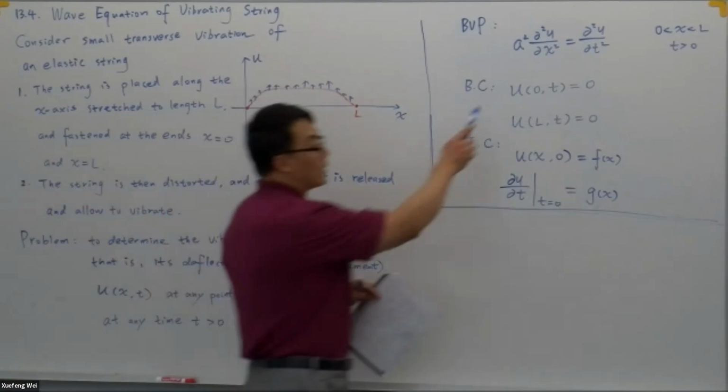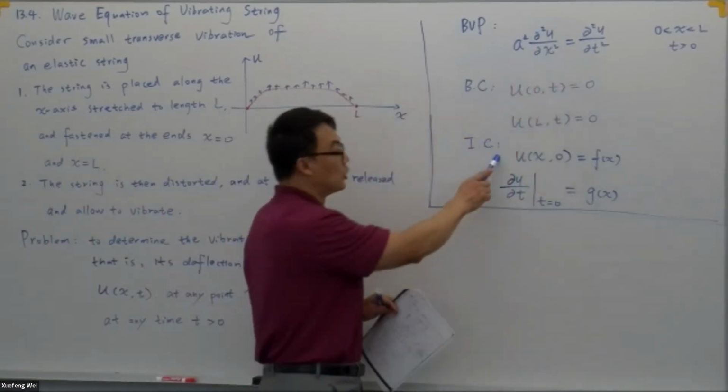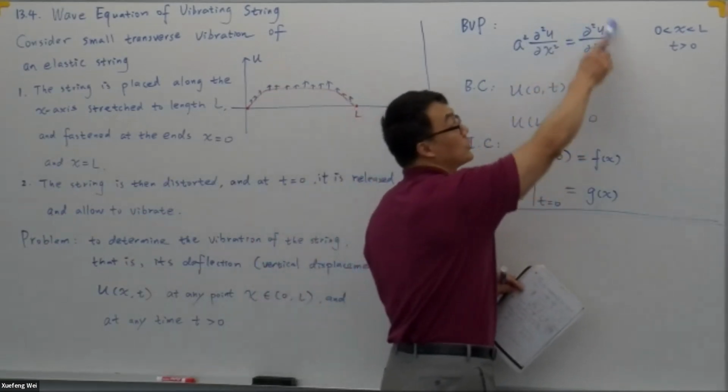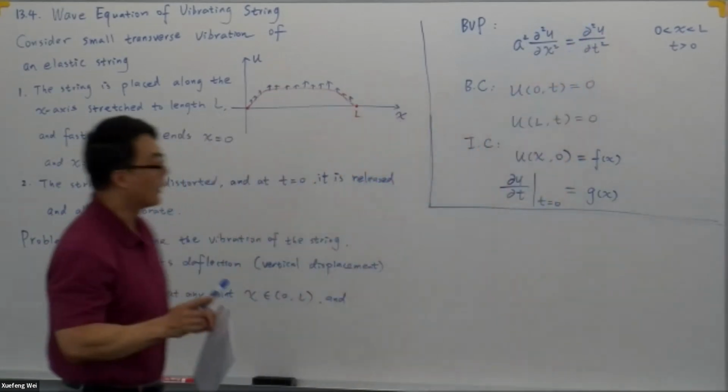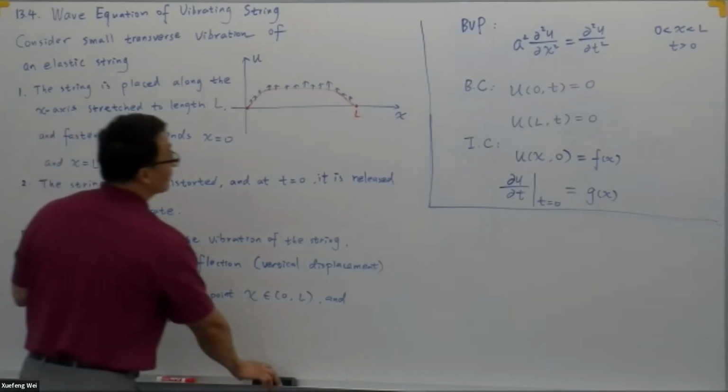Two boundary conditions because this is second order in terms of x. Two initial conditions because this is also second order in terms of t. So let's solve this problem.